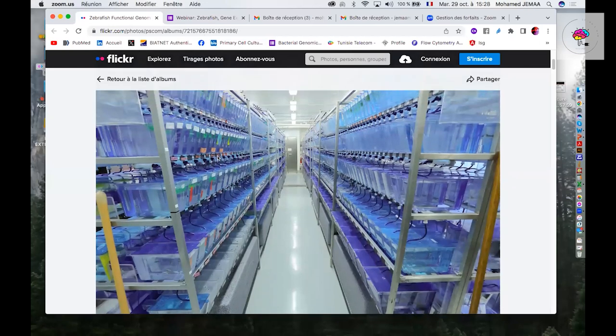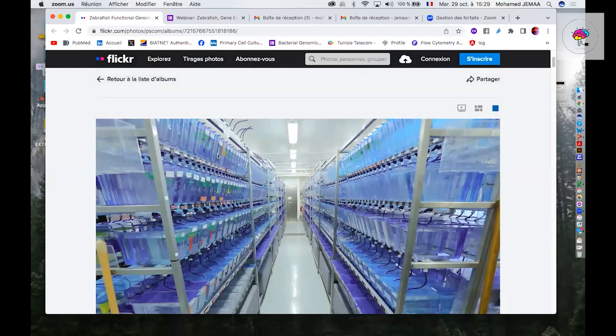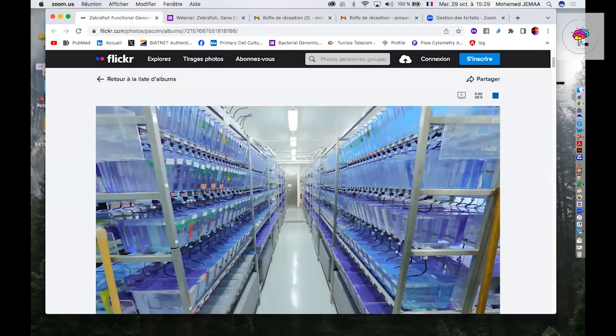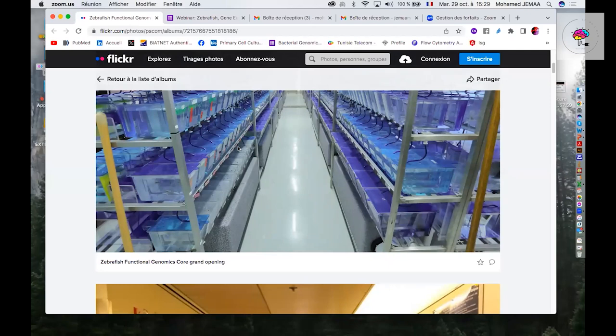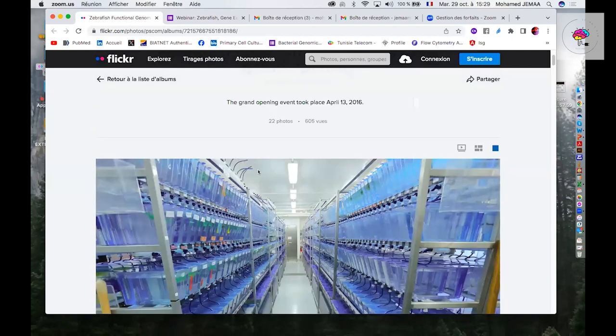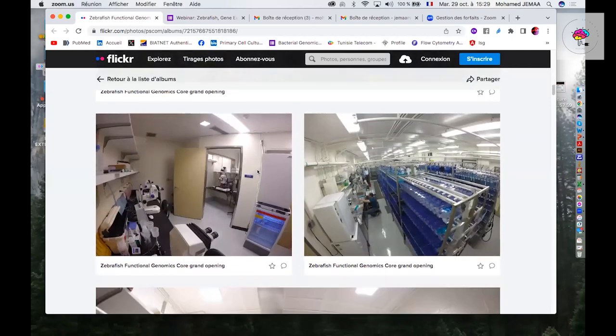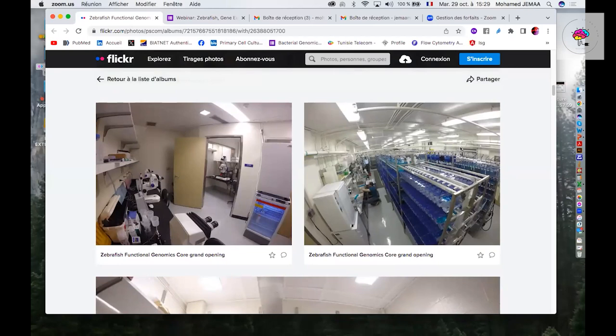So this is a facility in the US, and I think that even Vincenzo could show the facility. So anyway, here we have the aquarium. This is what I mean by aquarium. This is the people of the facility, and behind the aquarium, this is a really big facility.